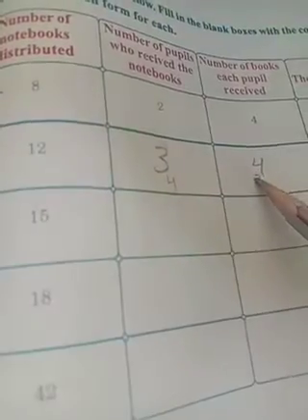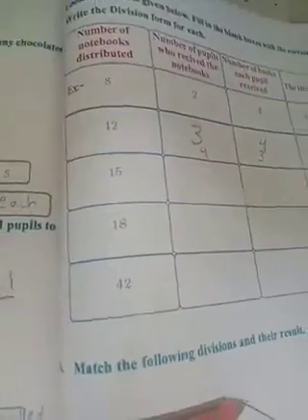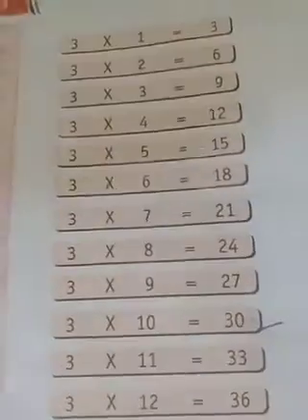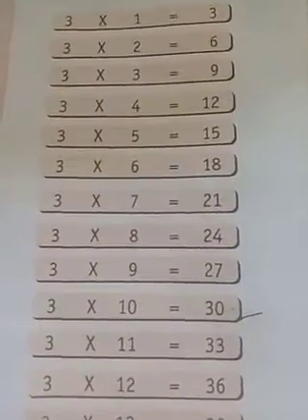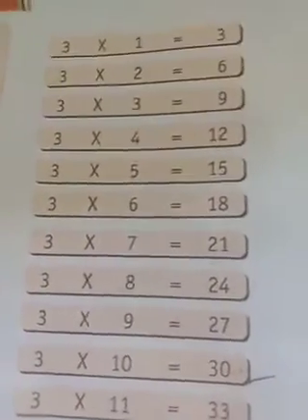In 4 people, each one getting 3. So 12 divided by 4 equals 3. This also is correct. Okay. Next one, 15. 15 came in which table? In the 3 table. So that's why I am saying, children, you learn multiplication tables compulsorily.